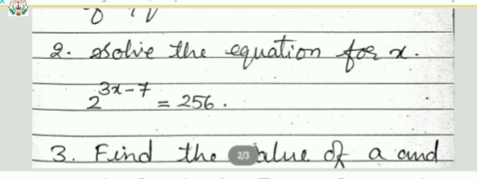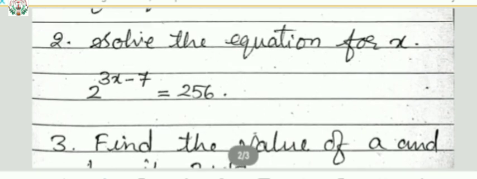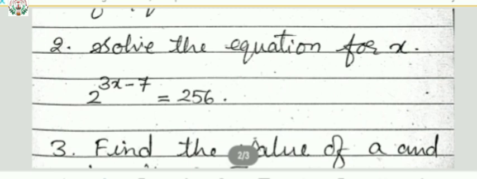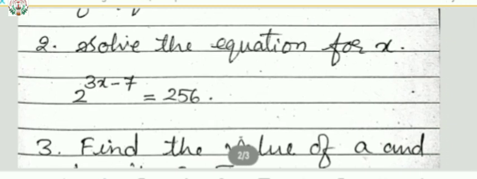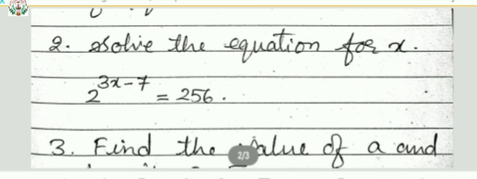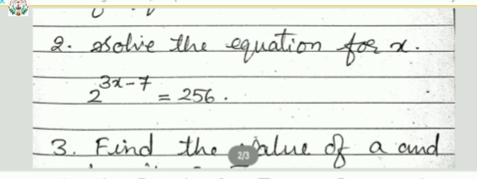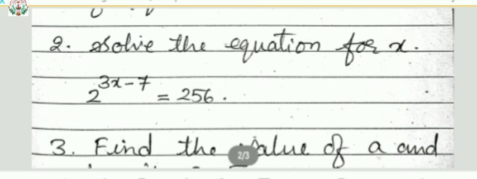256 can be written as 2 to the power 8. So 2 to the power 3x minus 7 equals 2 to the power 8. Now the bases are the same, that is 2 and 2, so the powers will also be equal, that is 3x minus 7 equals 8. So 3x equals 8 plus 7, as the 7 goes from this side to that side. So 3x equals 15, x equals 5.